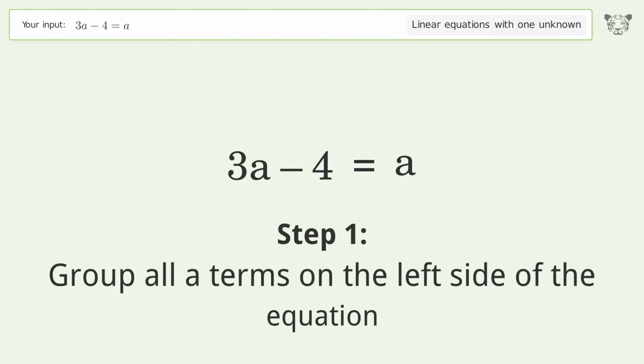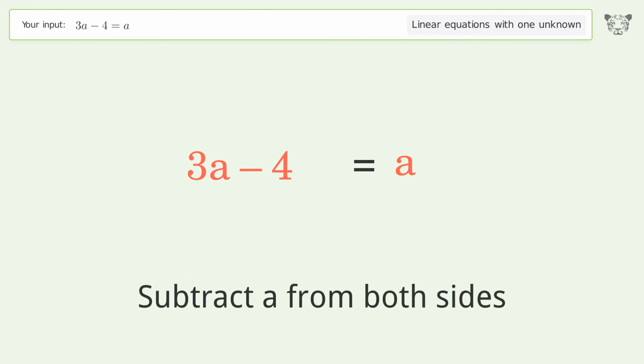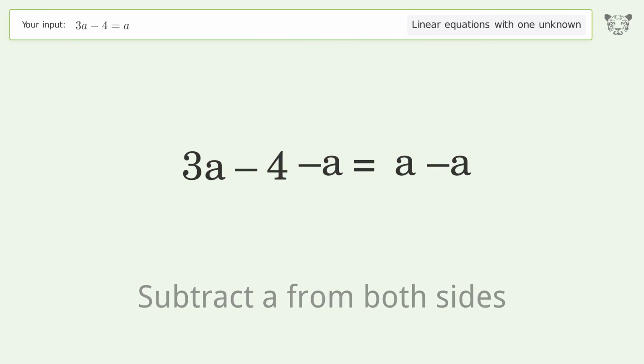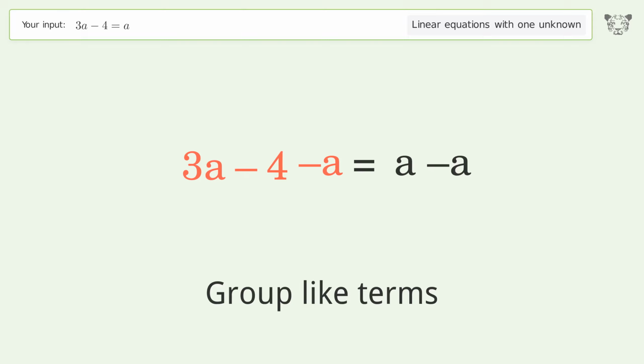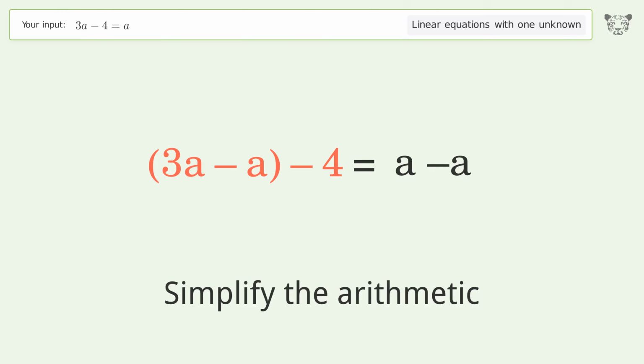Group all a terms on the left side of the equation. Subtract a from both sides. Group like terms. Simplify the arithmetic.